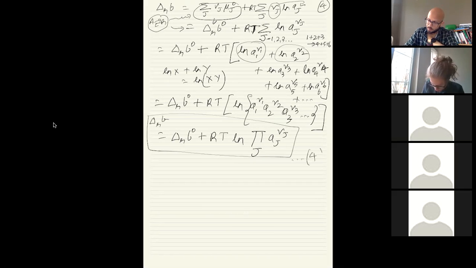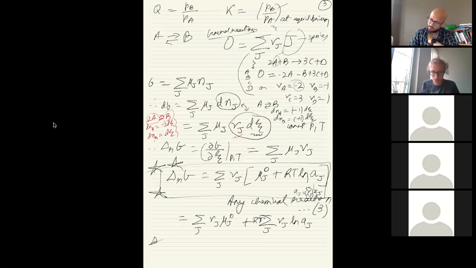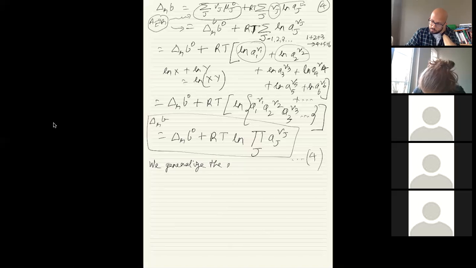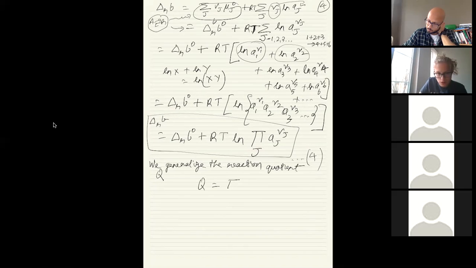So equation 3 and equation 4 have exactly the same information. I have just done a little bit of manipulation. So we can generalize our reaction quotient now. Just give me 5 minutes. We will come back from the land of math to the land of actually thinking about chemistry in 5 minutes. But I want to do this in a full framework because it's so powerful. We can generalize the reaction quotient Q as not the RT, but the thing inside the ln: the product of a j to the power nu j.